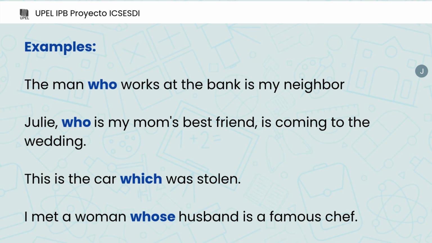Let's continue. Julie, who is my mom's best friend, is coming to the wedding. What I really want to know is that Julie is coming to the wedding. The other information is just extra information. Who is my mom's best friend? That's additional. Let's continue. This is the car which was stolen. The last sentence says, I met a woman whose husband is a famous chef.